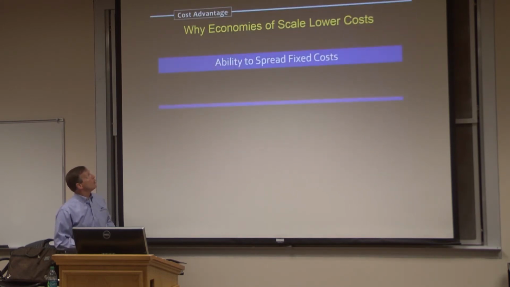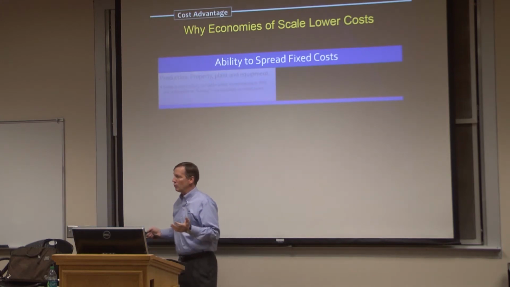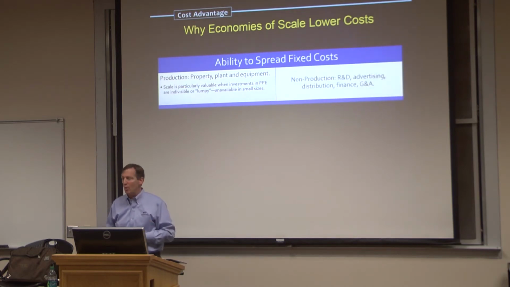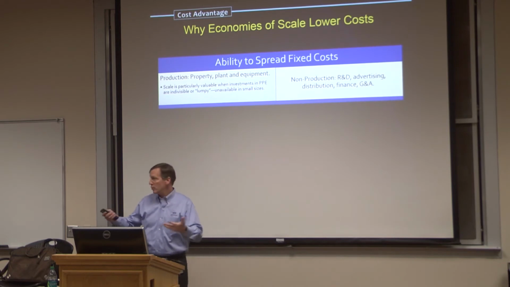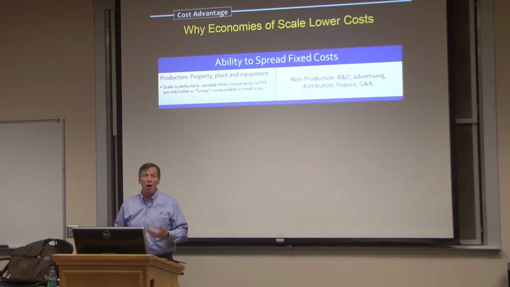All right. So why do economies of scale lower costs? Well, two main reasons. One is the ability to spread fixed costs: property, plant, and equipment, but also non-production costs like research and development. Once you've made that investment to develop a new drug, if you only sell in the United States, you can only spread your R&D costs over a US population, whereas you'd rather spread it across a global population. So a lot of times those costs really become fixed costs.